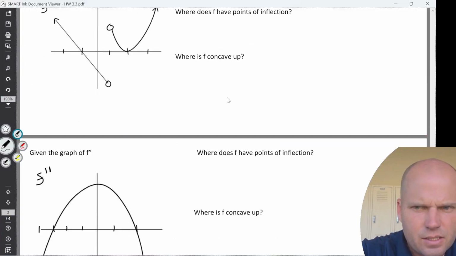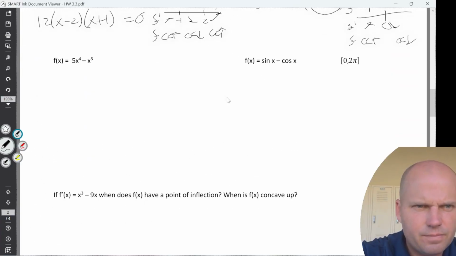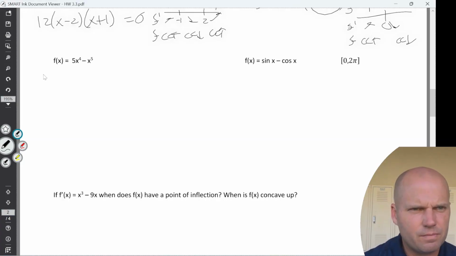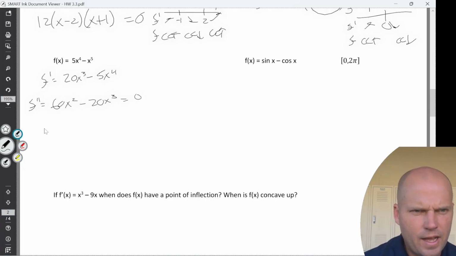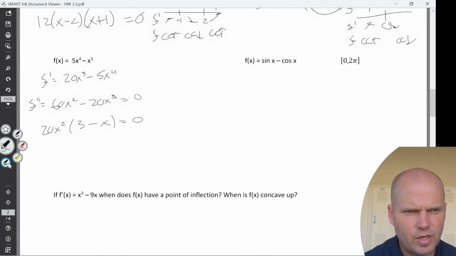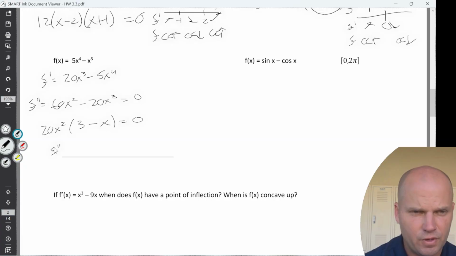All right. Good. This one will be fun. Sign analysis of our second derivative to tell us about our first derivative, to tell us about the curvature of the original function. We got 0, we got 3.